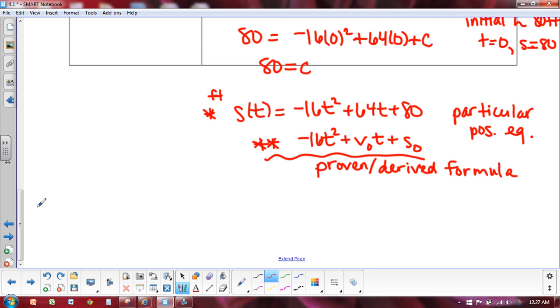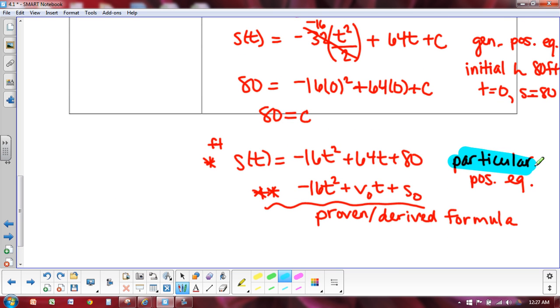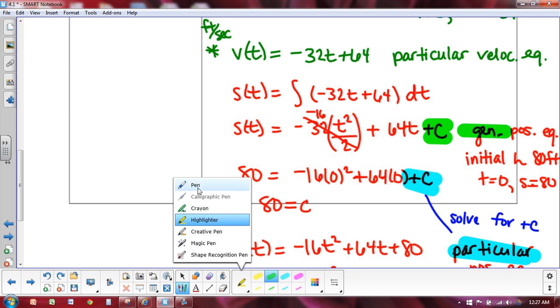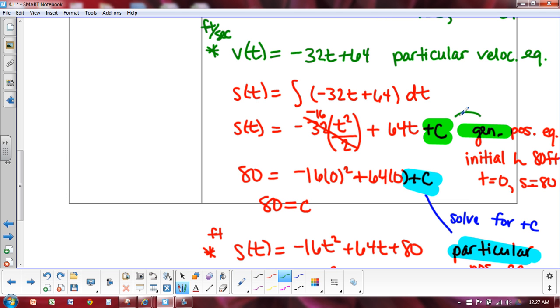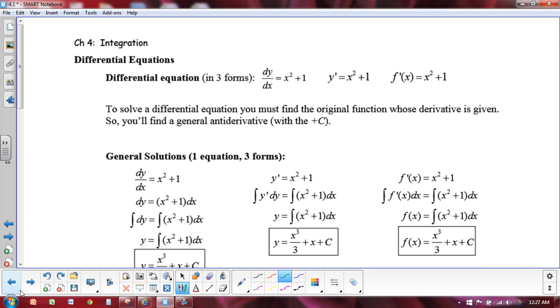Okay, we want to tie into this whole idea of general versus particular a little bit more. So particular just means that you have figured out what the plus c is. General is when the plus c is in the problem. Particular is when you can solve for the plus c and you know what it is. And again, general is when you keep the plus c. It doesn't really matter whether it's position, velocity, acceleration, just the idea that if it's a general solution, it's going to have the plus c in it, and if it's a particular solution, it's going to be specific. You're going to know what the c is.